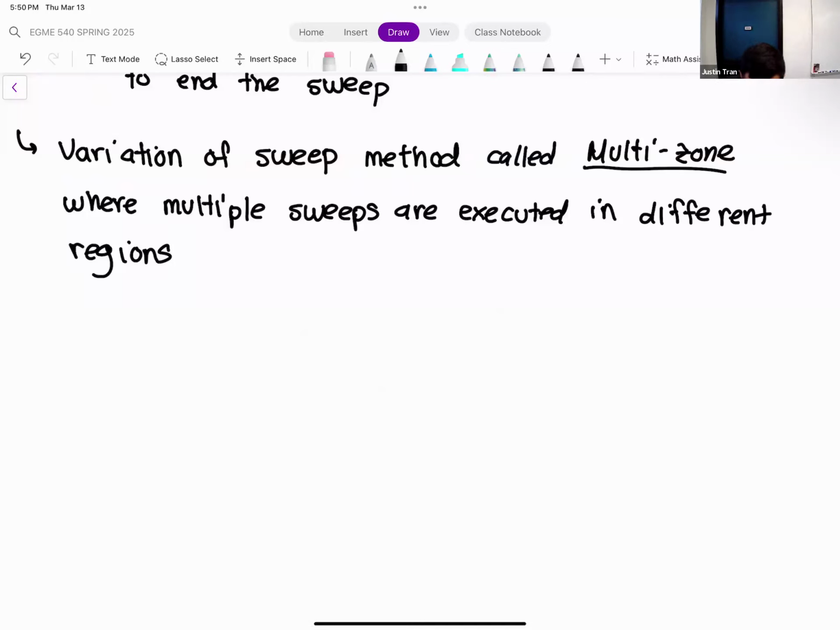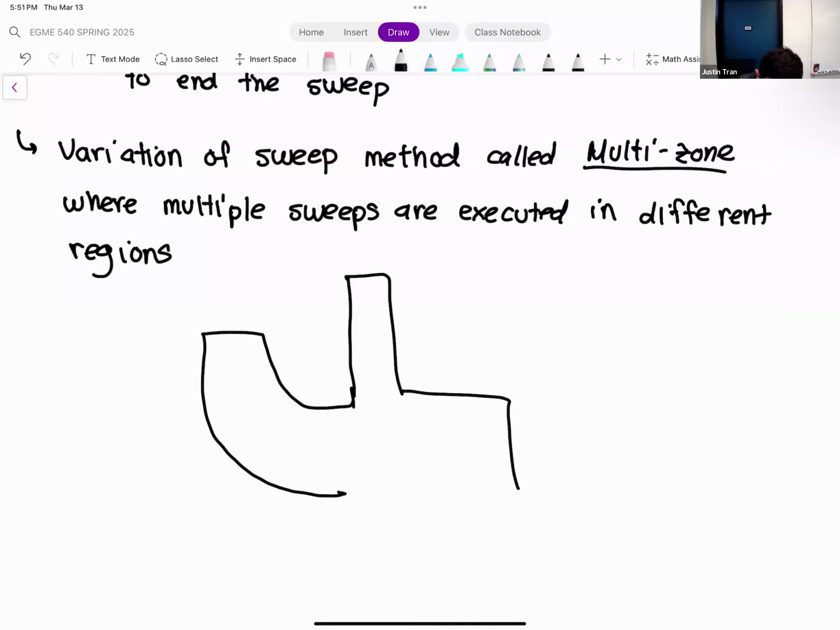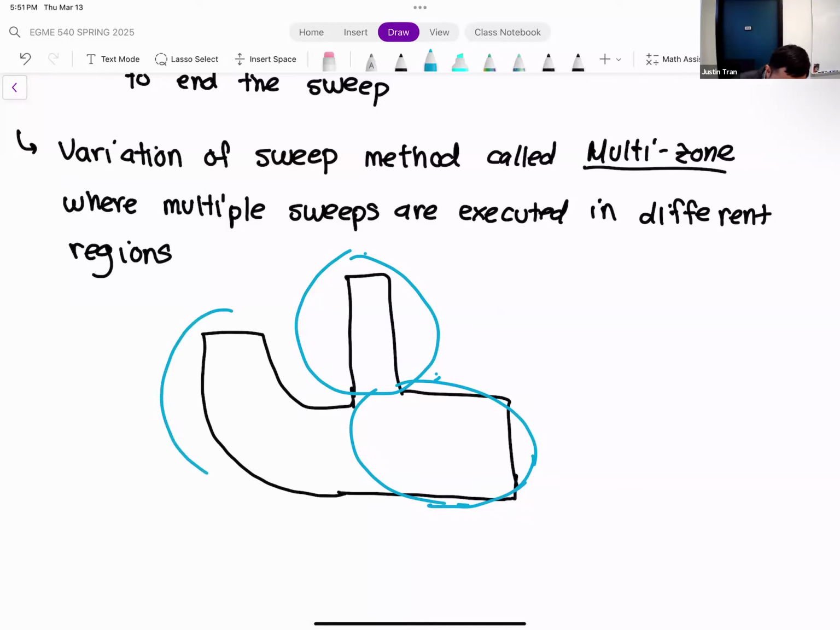And so if you had a geometry that maybe has a Texas looking shape here, right, you can define, maybe this region here we can do a sweep, this region here we can do a sweep, and this region here we can do a sweep. So multi-zone methods basically allow you to define different regions and perform a sweep in those ones.